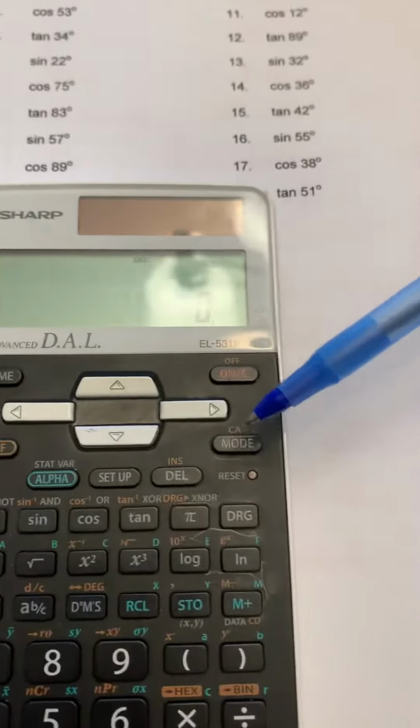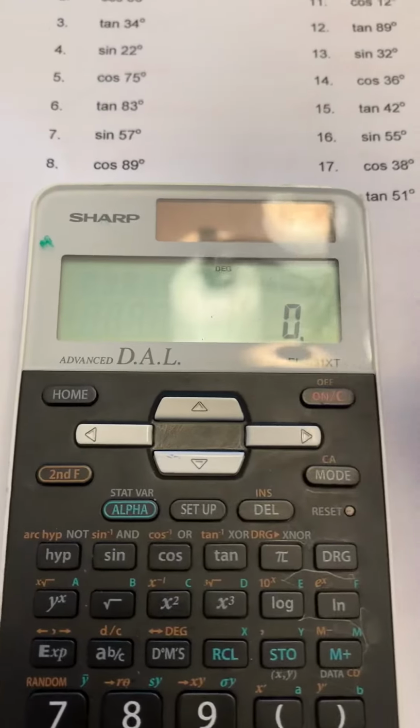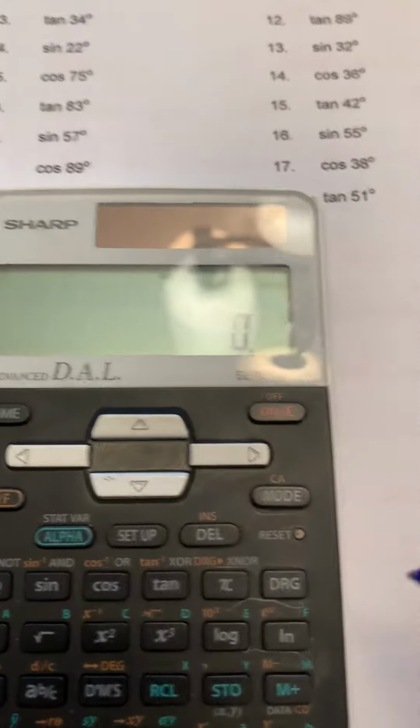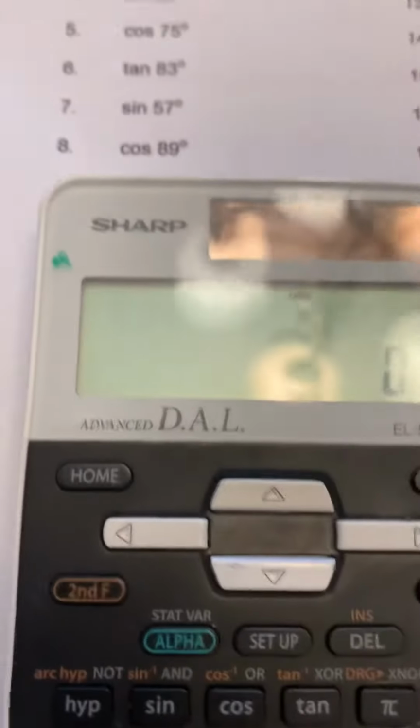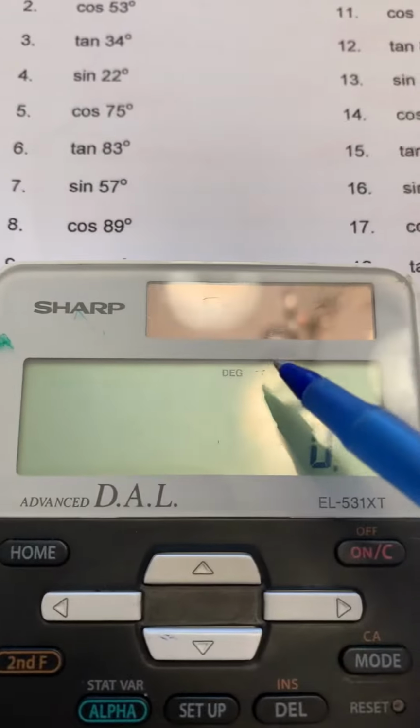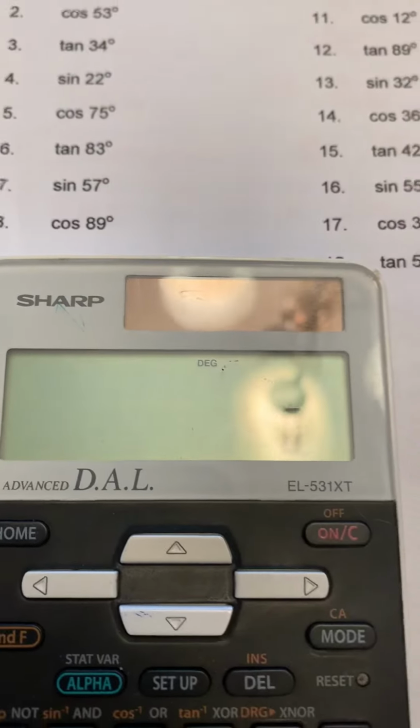Okay, so calculators usually default to degrees, but if you're messing around or if it's been sitting in your gym bag or whatever, a really handy button to push is the reset because they default that way. But every single time we're doing a question, we always want to make sure that this is sitting in degrees.